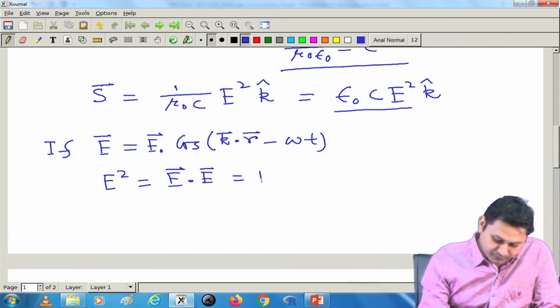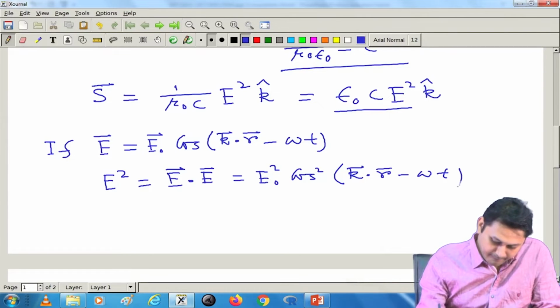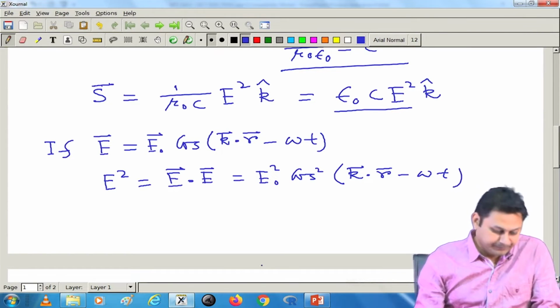So, I have E0 square cos A square (k dot r minus omega t). This is the value of E square.